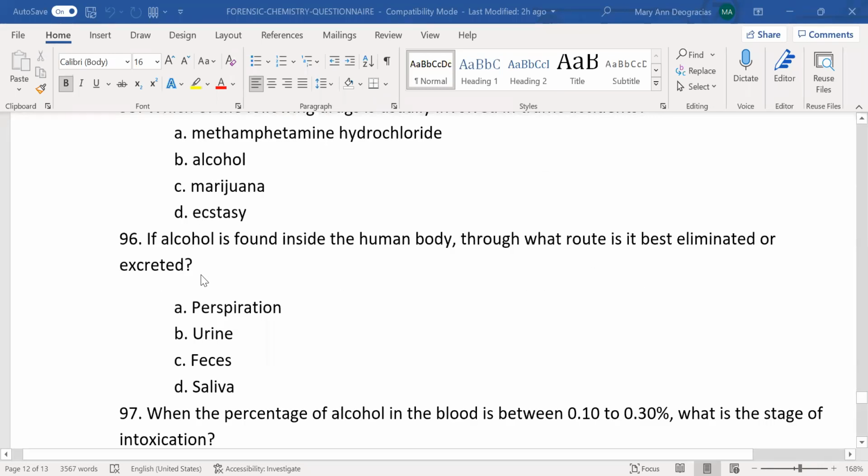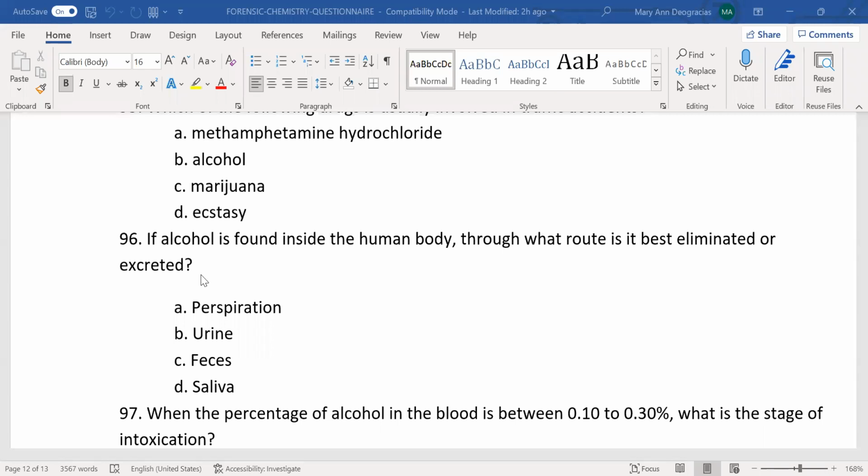96. If alcohol is found inside the human body, through what route is it best eliminated or excreted? Urine. Tama. Lahat yan are some ways by which alcohol is eliminated from the body, pero ang pinaka best is the urine.